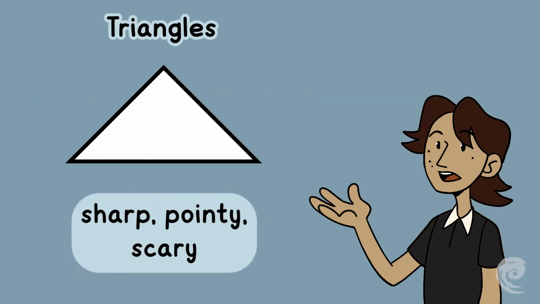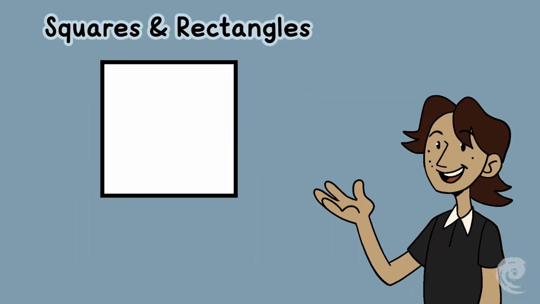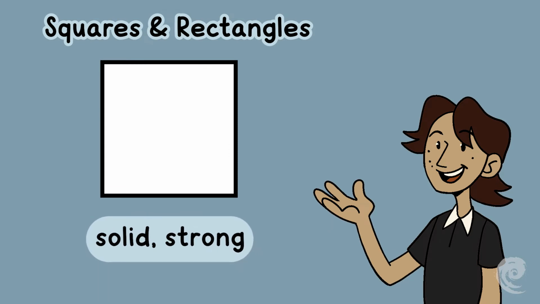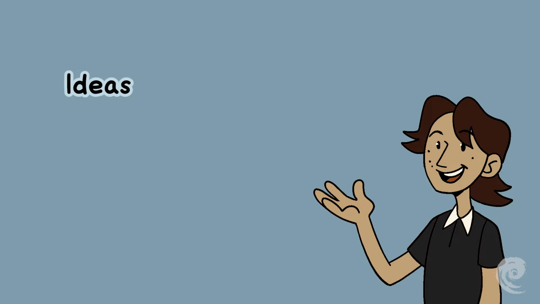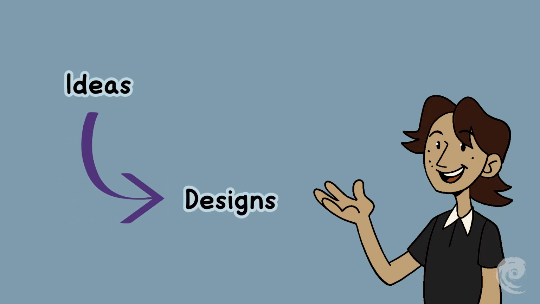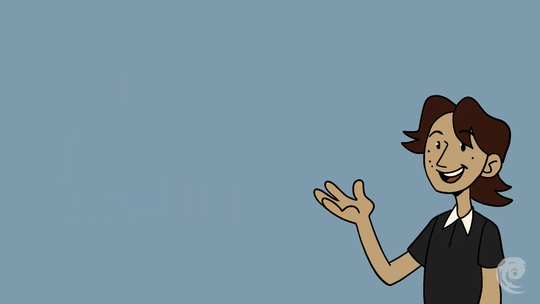Triangles can be sharp, pointy, and a bit scary. Squares and rectangles seem solid and strong, and circles seem safe, soft, and cute. By applying these ideas into our character designs, we are able to better showcase our character's true personality, just by the way they look.